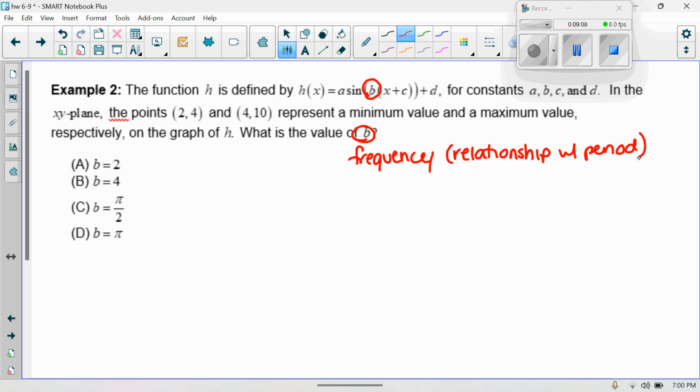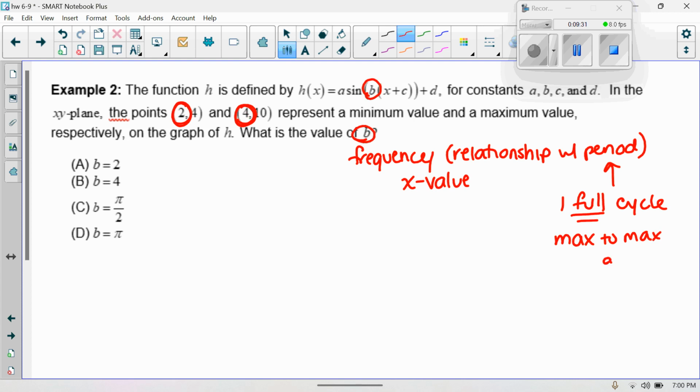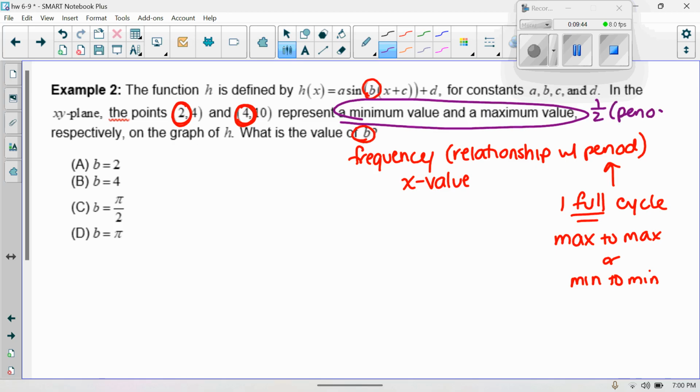Both of those are x value information. So 2 and 4. Now, they told me a minimum to a maximum. Period is defined as one full cycle. So that means max to max or min to min. So if they're only giving me a minimum to a maximum, this is describing half the period. So to go from 2 to 4 is 2 units, but that's only half the period. So I need to double it to get to my full period.